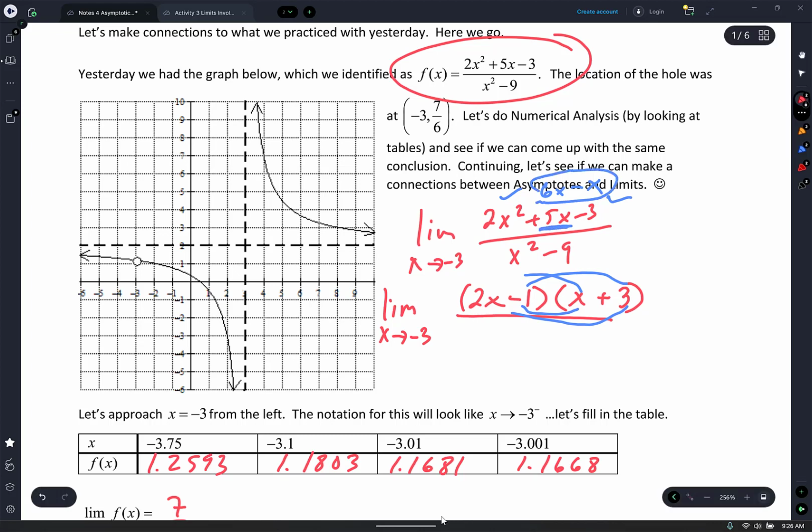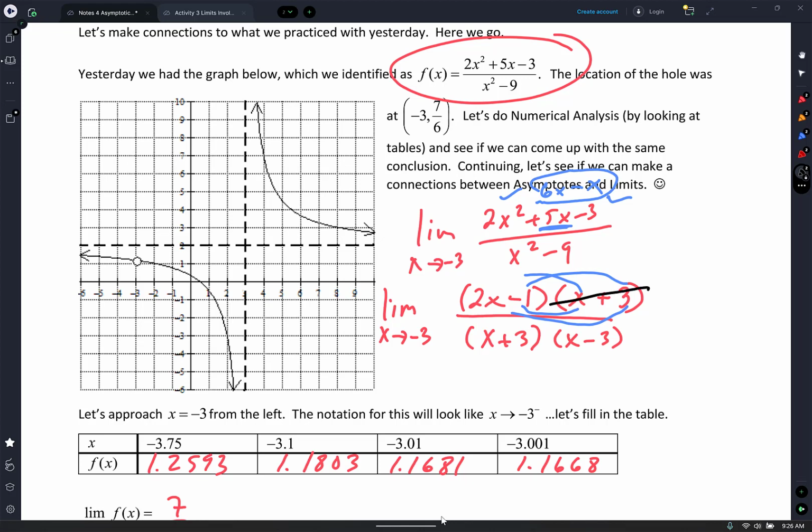And on the bottom, that's the difference of squares. I can rewrite that as x plus 3, x minus 3. Notice I have a common factor. This is the product on the top. The bottom is also a product, but I'm dividing. So multiplying and dividing are inverse operations, right? So something cancels. What cancels? The x plus 3 will cancel out.